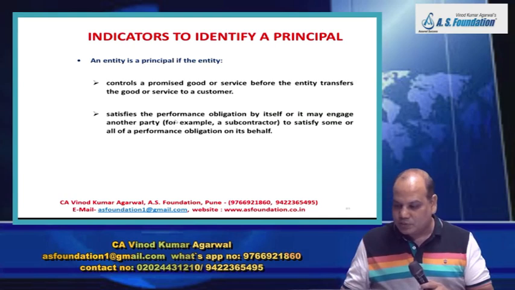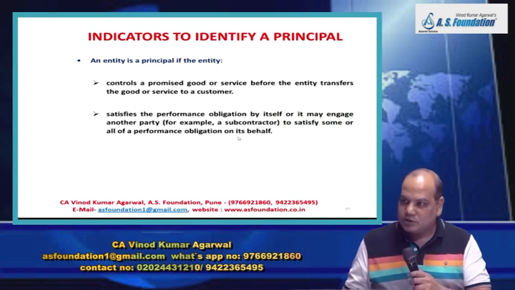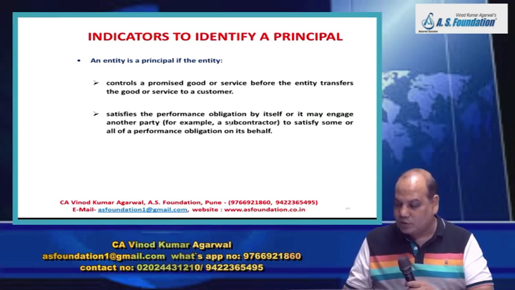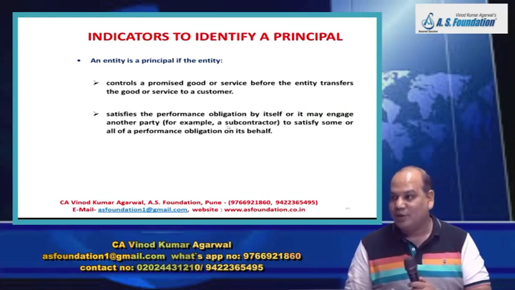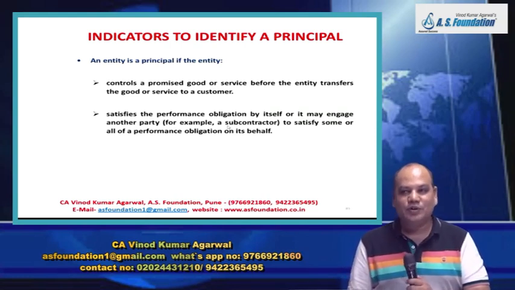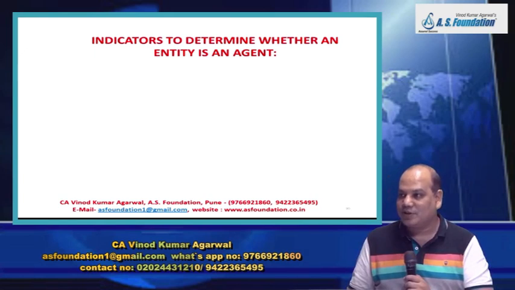The second example of a principal is that either he will satisfy the performance obligation by itself, or it may engage some other party, for example a subcontractor, to satisfy some or all of a performance obligation on its behalf. So even sometimes you may appoint a subcontractor. Like in a theater, there are people who provide soft drinks. Your ticket cost includes a soft drink also. But you may not be actually providing the soft drink. You may have just arranged for someone to provide that soft drink to the customer. But you are primarily responsible for that service.